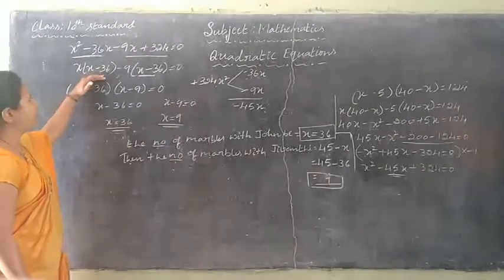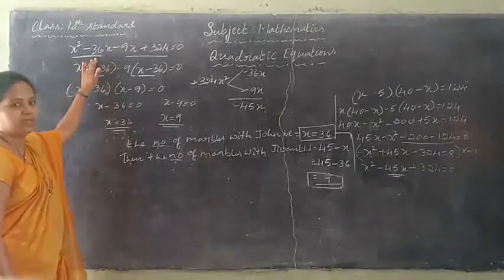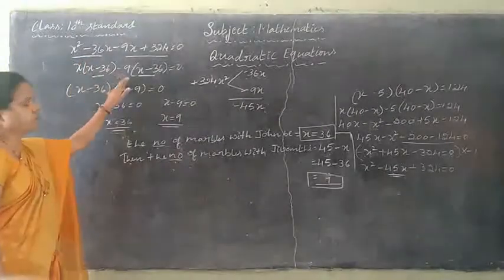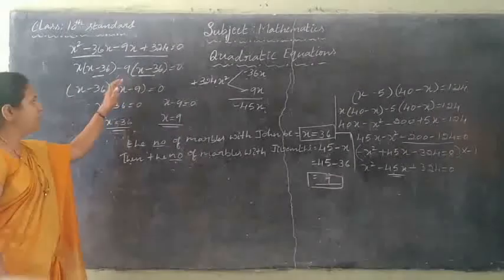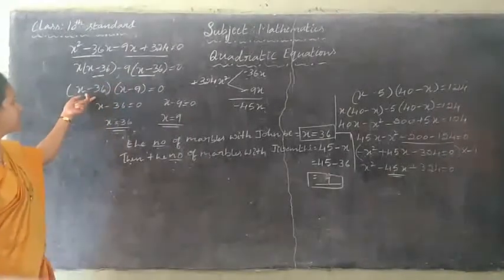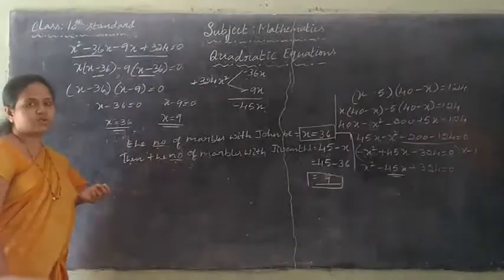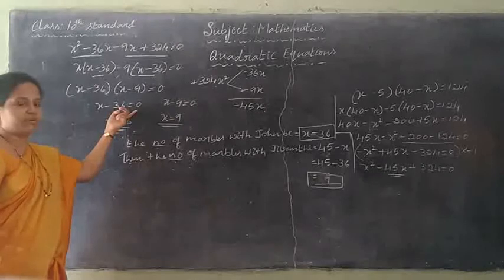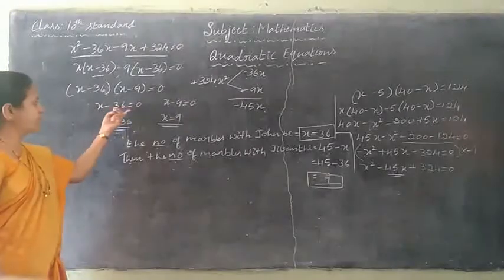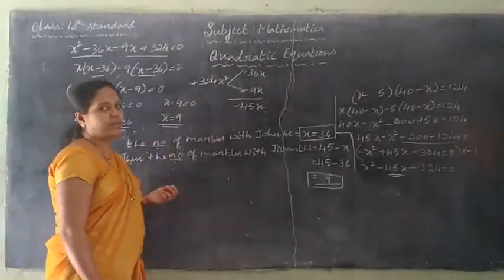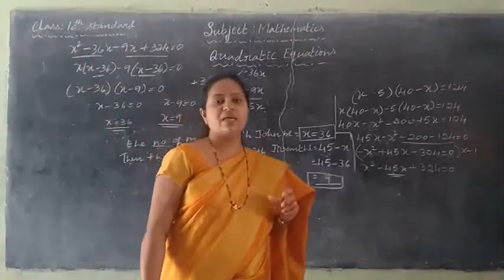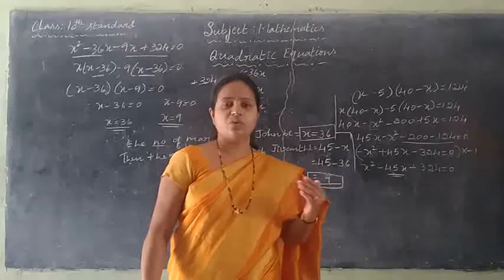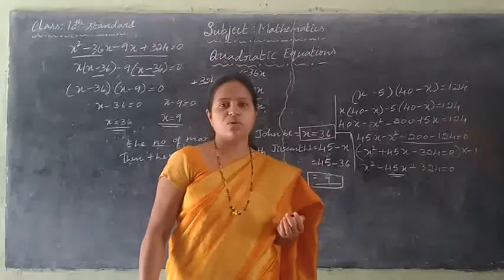Then we are going to group, children. Understood? So in the first group we are going to take x as common, in the second group minus 9 as common. Then you will get the two factors, that is x minus 36 and x minus 9 is equal to 0. x minus 36 is equal to 0. We are going to equate it to 0. Transfer minus 36 to right hand side, it will become 36. In the same way, x minus 9 is equal to 0. Transfer minus 9 to right hand side, it will become x is equal to 9.